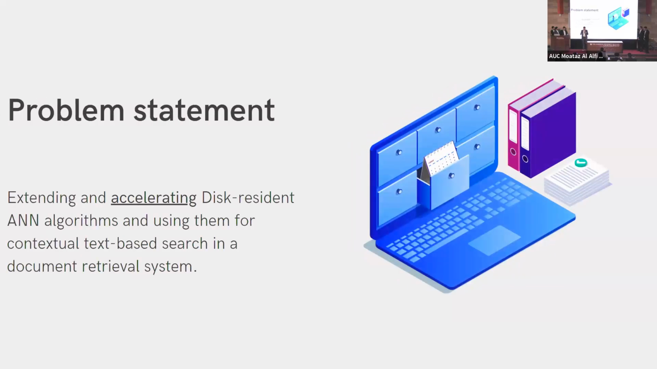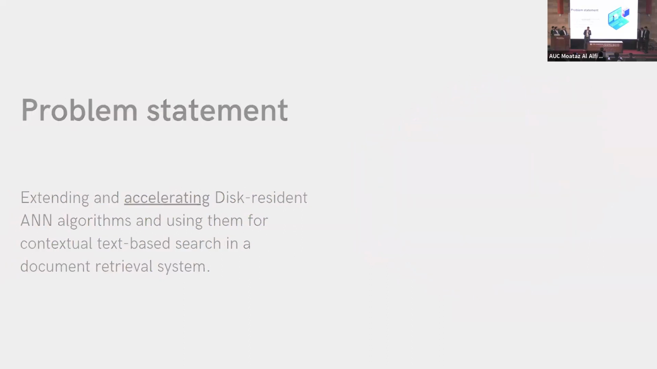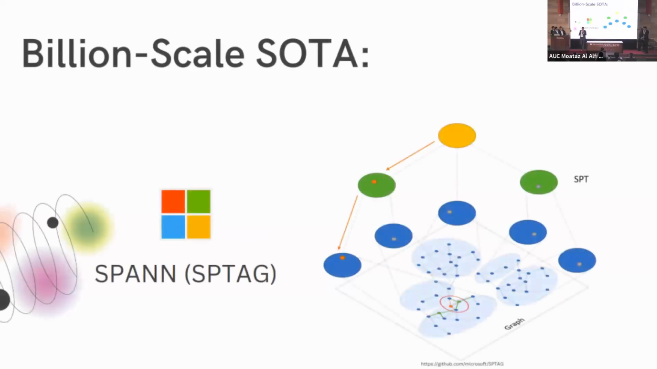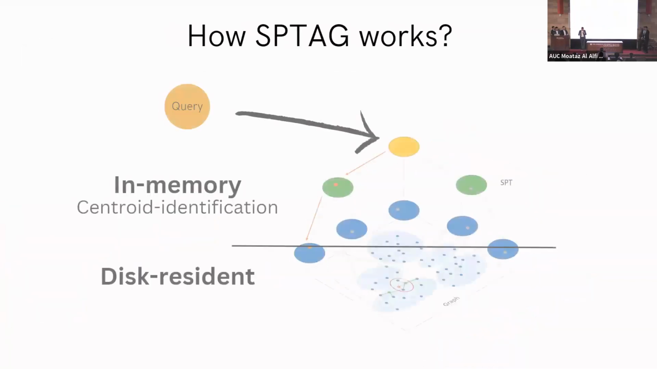For our problem statement, we're trying to extend and accelerate disk resident ANN algorithms and use them for a contextual text-based search in a document retrieval system. As I said, we chose Microsoft SPANN or SPTAG for our project because it's the state of the art in the billion scale, and it uses both the memory and the disk. But how does it work?